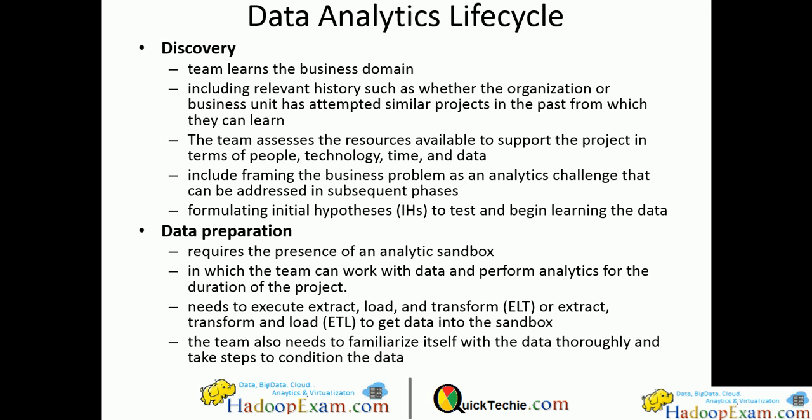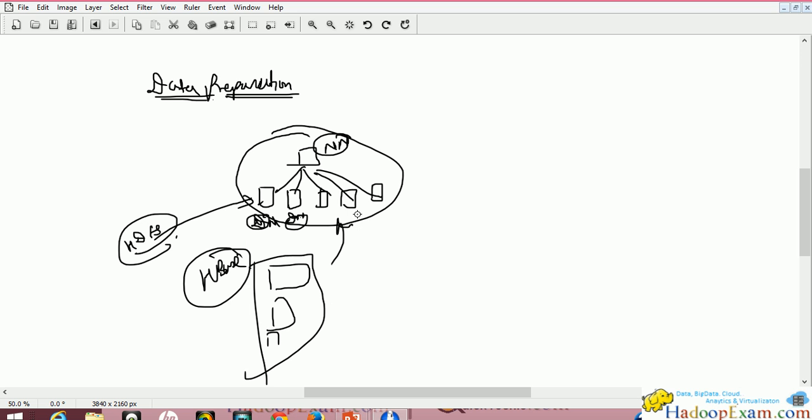The team also needs to familiarize itself with the data thoroughly and take steps to condition the data. The very important point for a data science project is that you should understand the data. If you don't understand the data, you cannot do the data science project. That is a very important point to remember. First try to understand each and every data point, how they relate to each other, and how each data point connects to another. That is a very important part of the data science project. So this is the data preparation.